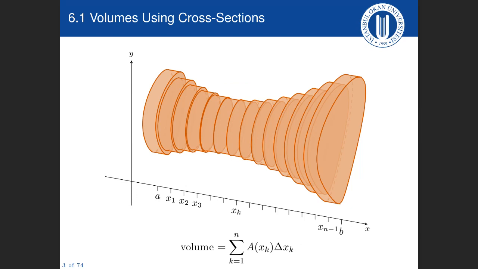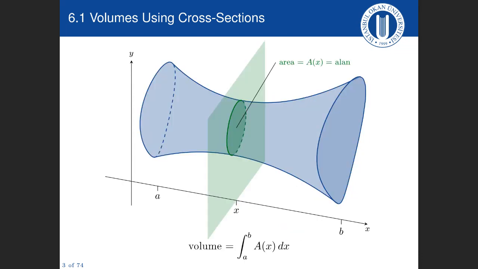And then we want to take the limit as n tends to infinity. When we take the limit, delta x_k changes to dx, and the sum will change to an integral. So when we take the limit, we'll get the integral from a to b of A(x) dx. And that's our formula. You don't necessarily need to know how to derive this formula, but you need to know how to use a formula like this.